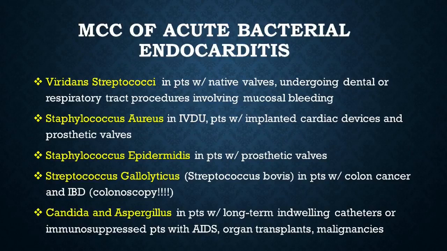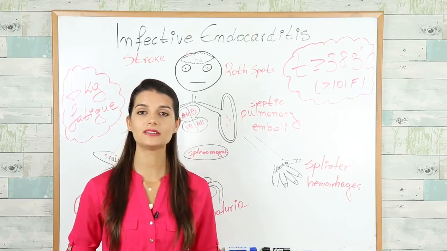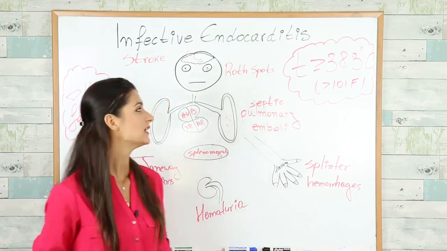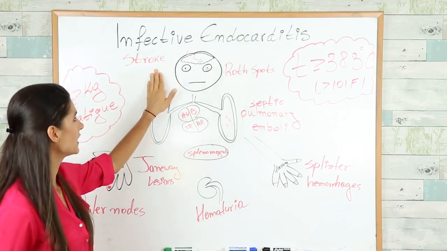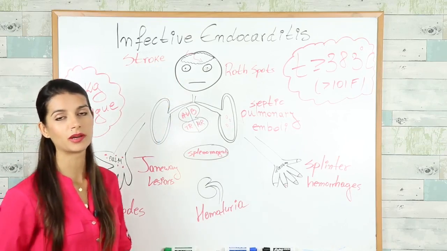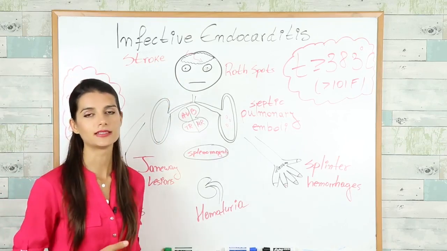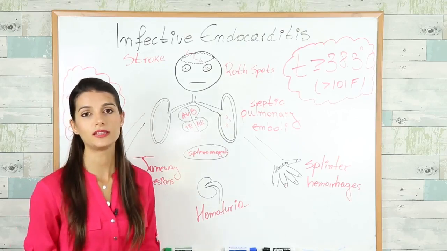Let's see what kind of signs and symptoms our patient with infective endocarditis can present with. So this is our patient here, so let's start from the head down. He can have signs and symptoms of stroke, and depending on the blood vessel that has been occluded by an emboli, he can have different signs and symptoms, right? For example, focal neurologic deficits, weakness or paralysis in the limbs.